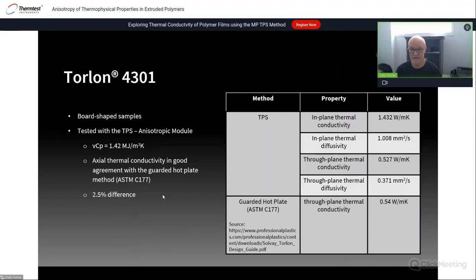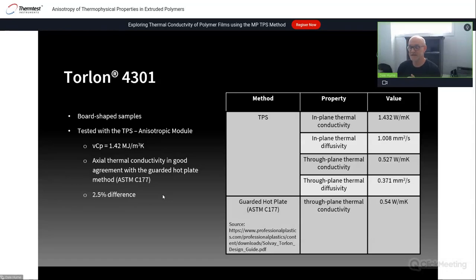Torlon, as it's a board shape, we measured that where the board direction, the extrusion direction, was sitting parallel to the sensor. We measured the volumetric specific heat with the TPS specific heat module. You can see that the axial thermal conductivity is in good agreement with the vendor supplied C177, which is a guarded hot plate. There's only about 2.5% difference. The guarded hot plate is a steady state through thickness value only. That's ASTM C177 again. You can see in the table, we get the additional properties of the in-plane.